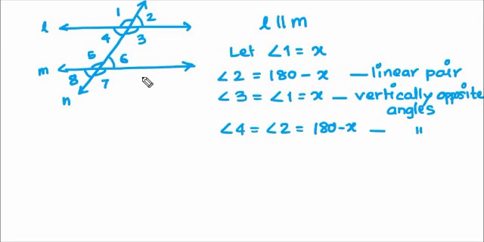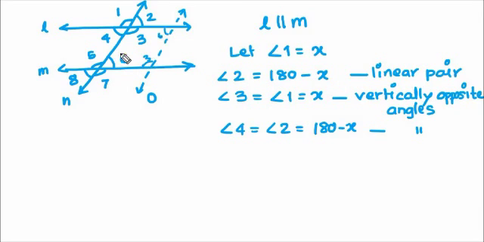Now, let's say I draw another line parallel to N. Let's say line O. Now, what is this? This is a parallelogram, because there are two pairs of opposite lines which are parallel to each other. In a parallelogram, opposite angles are equal. So this is going to be equal to angle 3. This is going to be equal to angle 6.